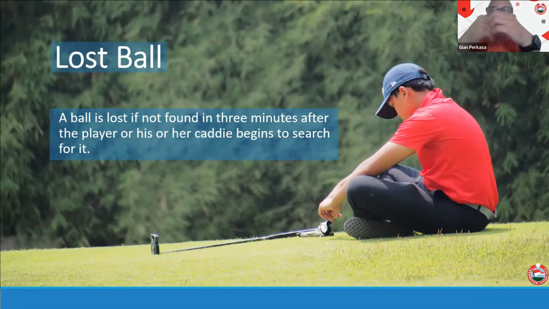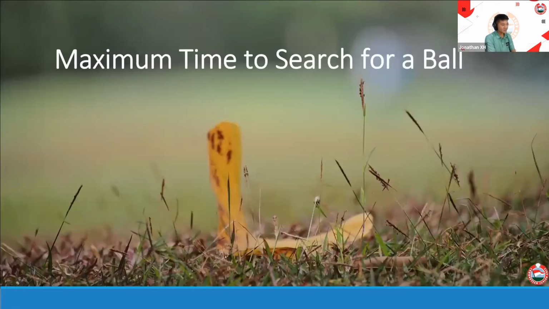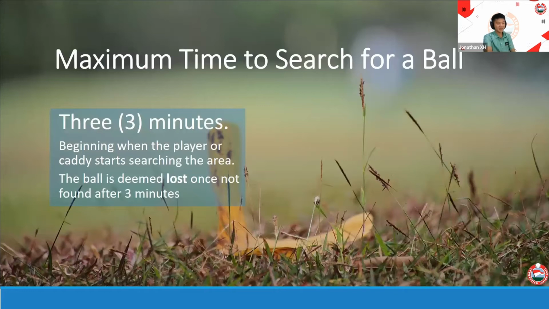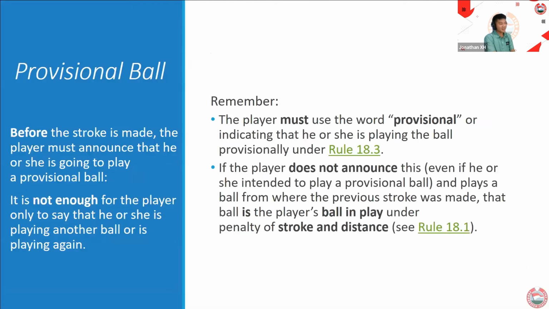I forgot to put this in. I don't know how I forgot. But a ball is lost if it is not found in the general area. Not in a penalty area, not out of bounds, in the general area, after the 3 minutes of search. Now, here's the provisional ball definition. If anyone forgot to take a photo before, you can take a photo now. Or Google it later. This was just copy-paste from the rules book.